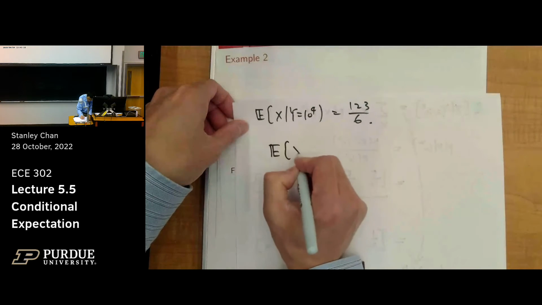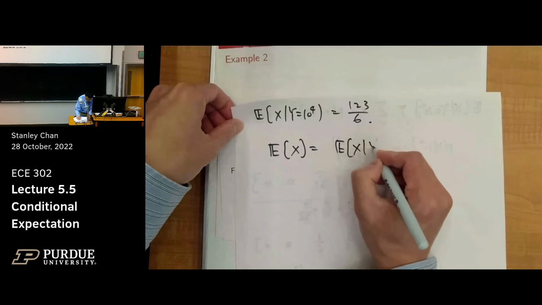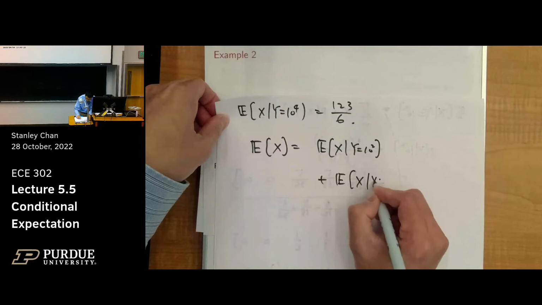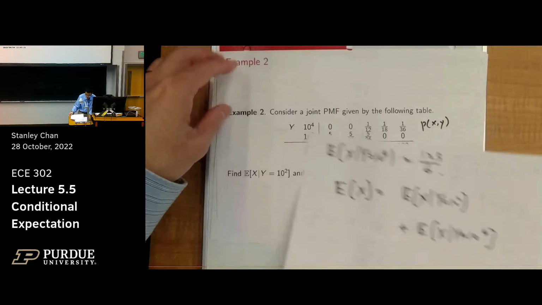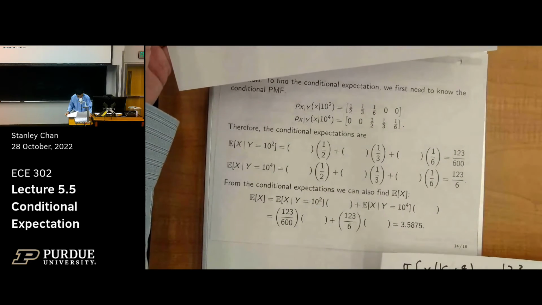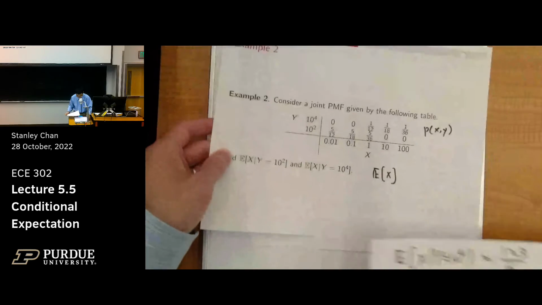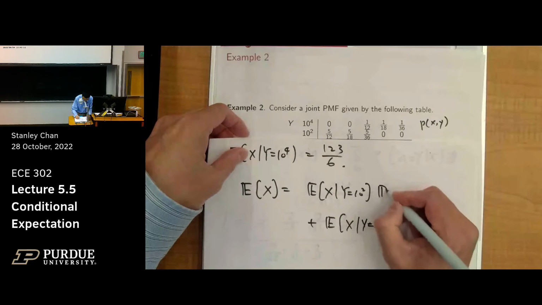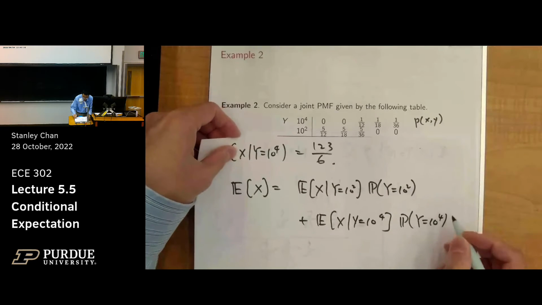Then I want to find the expected value of x. The expected value of x will be the expected value of x given y equals 10 to the 2 plus the expected value of x given y equals 10 to the power 4, each weighted by the probability of getting that. So we also need to find the probability. Do I have the number here? I don't have the number here, so I need to find out the probability of y equals 10 to the 2, and the probability of y equals 10 to the power 4.